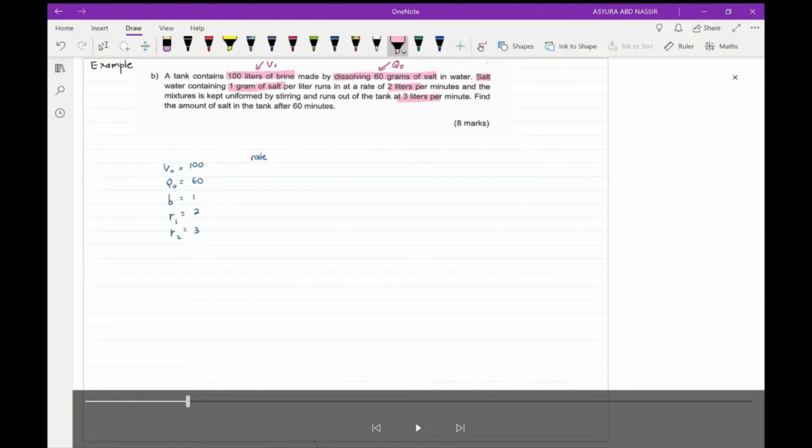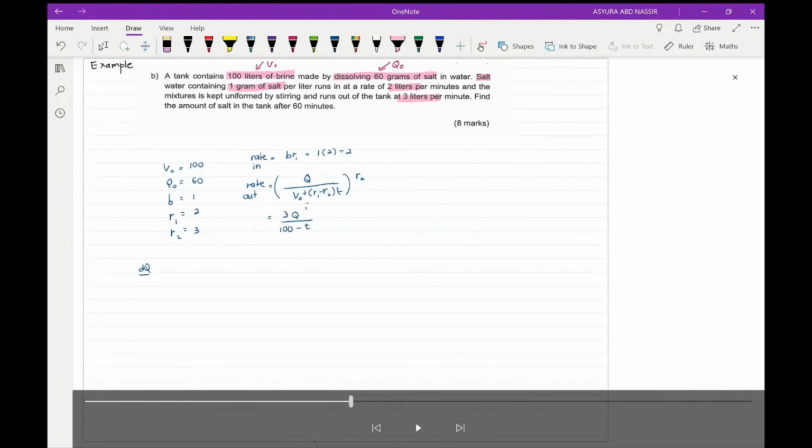Alright, so continue, substitute in your formula. Your rate in is BR1, which equals 1 times 2 is 2. Your rate out is Q over V naught plus R1 minus R2 T, times R2. So look at here, your R1 is less than your R2, meaning you will get the negative T in your denominator. So we have Q over 100 minus T. Your R2 is 3, so I just put 3Q over 100 minus T.